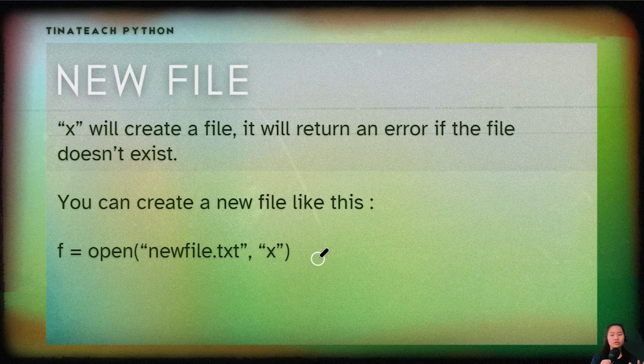Now, onto a new file. I want to introduce a new parameter called x. What x will do is create a file, and it will return an error if the file already exists. Now you can create a new file like this: open new file.txt x, and that's how you create a new file.